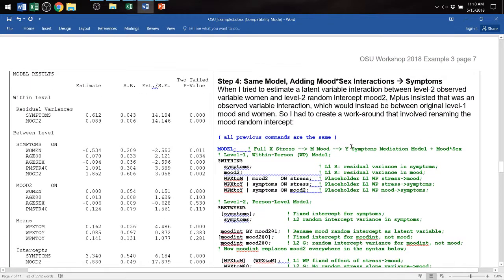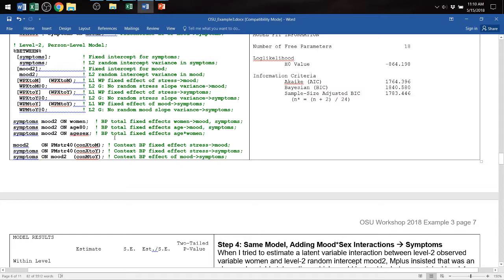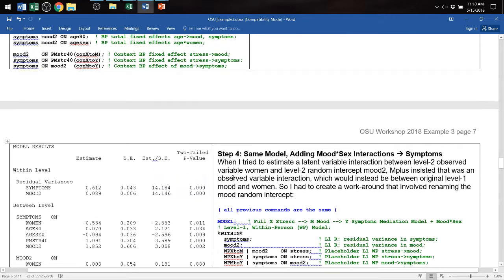All right, so let me show you what this looks like if I were to try and add interaction terms, because that's also different when you let the model partition the variance in a predictor if you want that predictor to interact with other things. So first, I tried to estimate the same model, adding just an interaction term between mood and gender as a latent variable interaction, and I got yelled at.